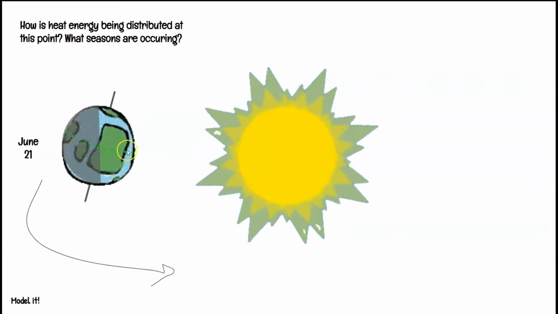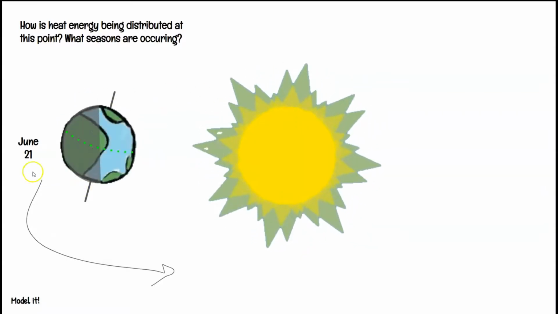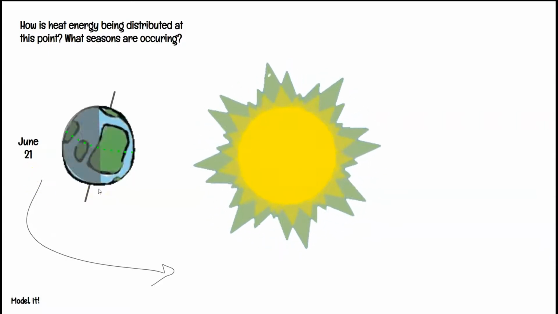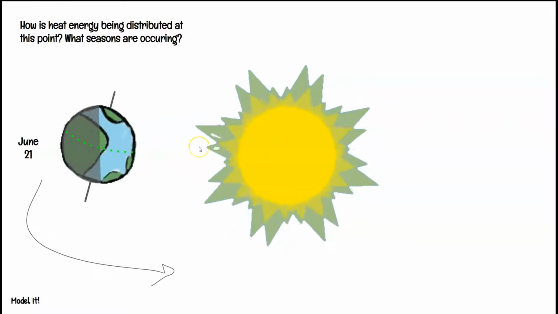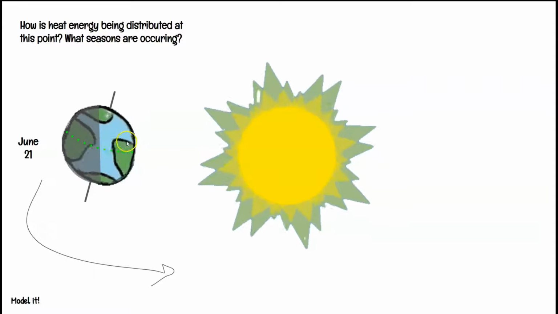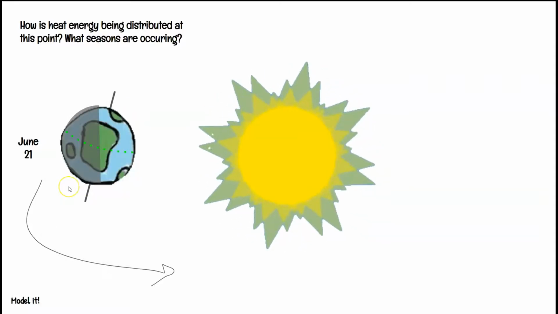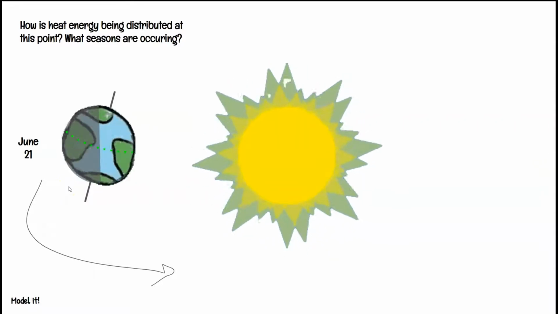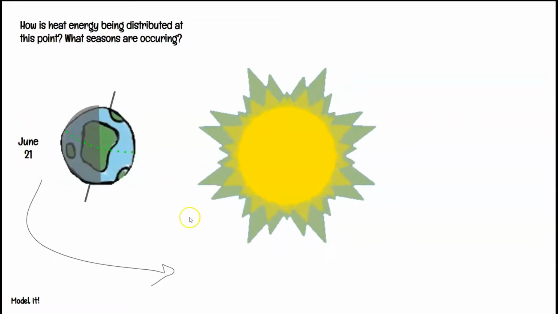I notice here that my northern hemisphere is tilted towards the sun, but that my southern hemisphere is tilted away. Now, if you remember from heat distribution and what it means to be tilted towards or away, the northern hemisphere being tilted towards means it's getting direct heat energy, which means the northern hemisphere is in summer at this point. The southern hemisphere is tilted away, which means it's getting indirect heat energy, so it's in winter. So keep that in mind. Southern hemisphere, first day of winter, is actually June 21st.